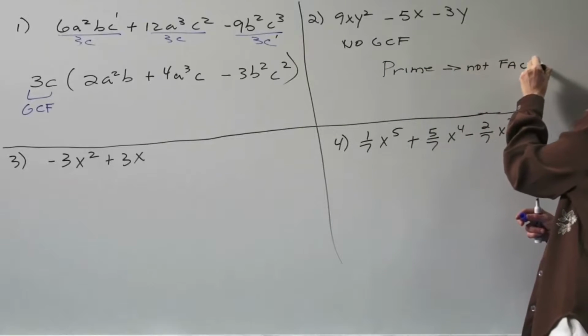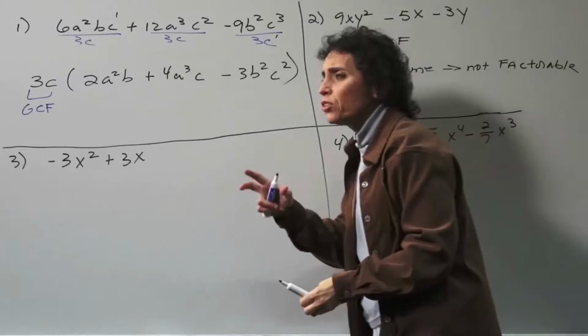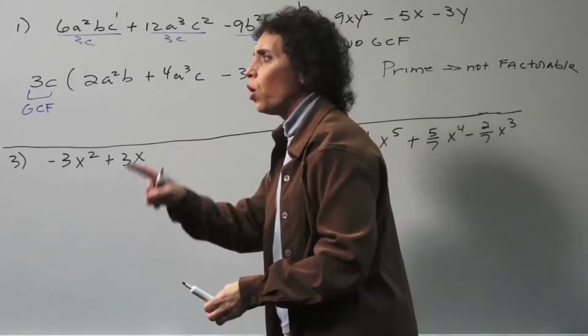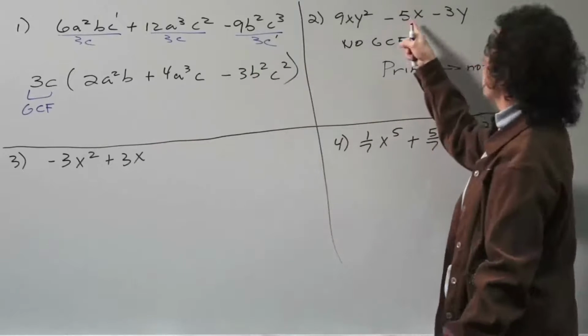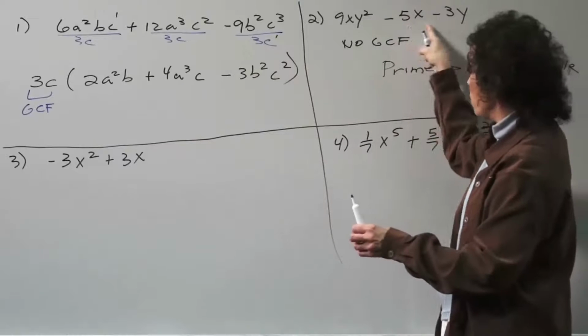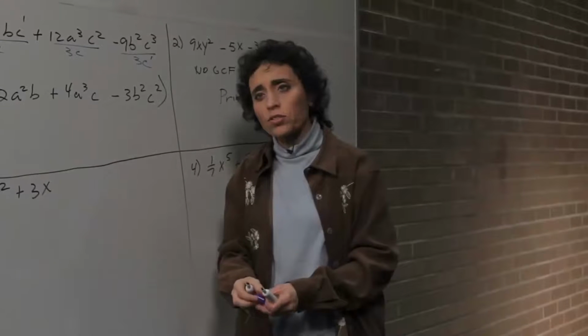Let me explain why. Remember what a prime number is. A prime number is a number whose only factors are 1 and itself. And the only factors of this are 1 times this. That's it. The only factors of this are 1 times itself. Okay, this is an interesting one. This is a little different.